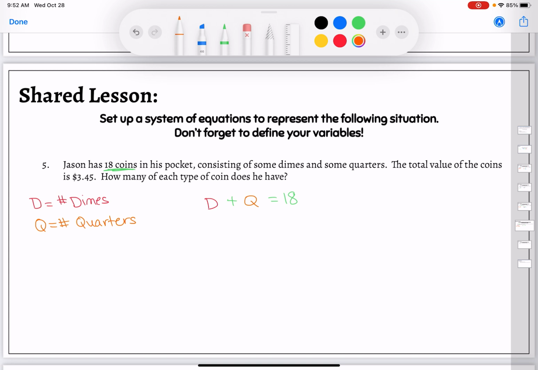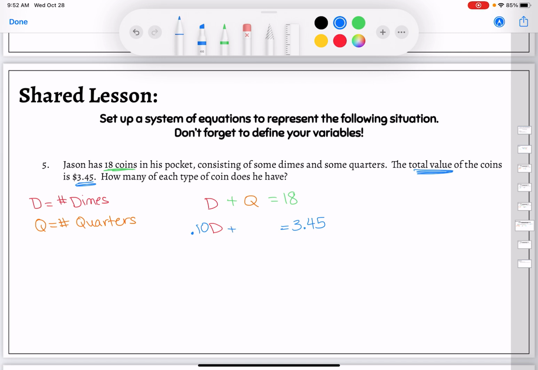All right, now the second sentence says that the total value of these coins is $3.45. So now I need to have how much a dime is worth and how much a quarter is worth come into play, right? So a dime is worth 10 cents. So the value of all the dimes would be 10 cents times the number of dimes, right? So 0.10 times d.